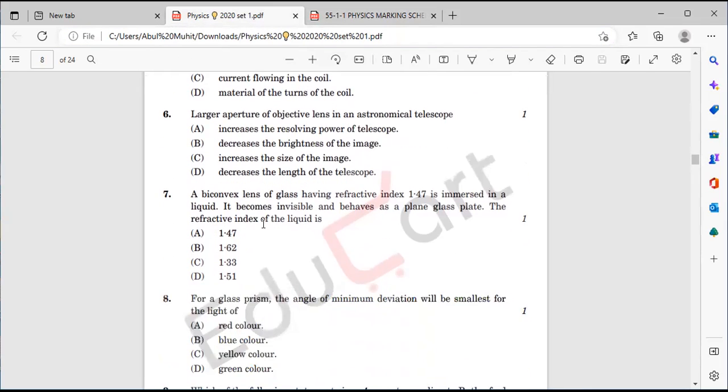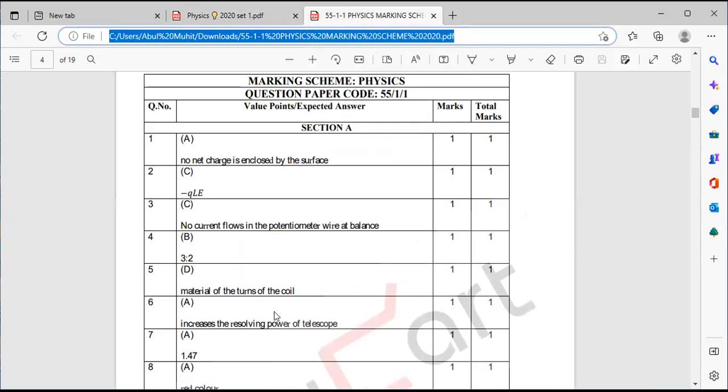Next one. Large aperture of objective lens in an astronomical telescope increases the resolving power, decreases the brightness, increases the size of the image, or decreases the length of the telescope. What does it do? A large aperture means more light capturing ability. More light capturing ability means more resolving power. Okay, so that is the answer.